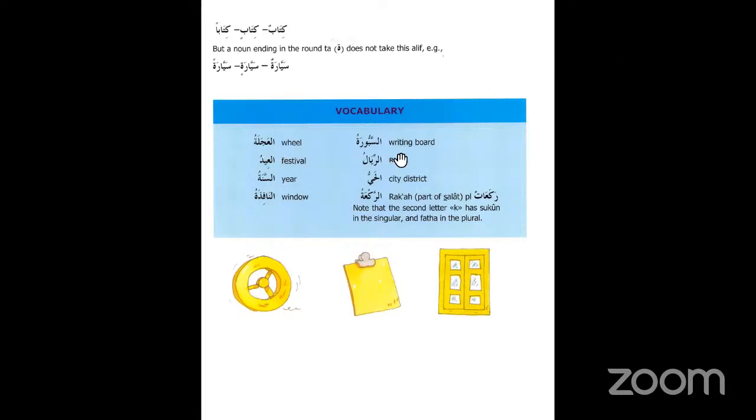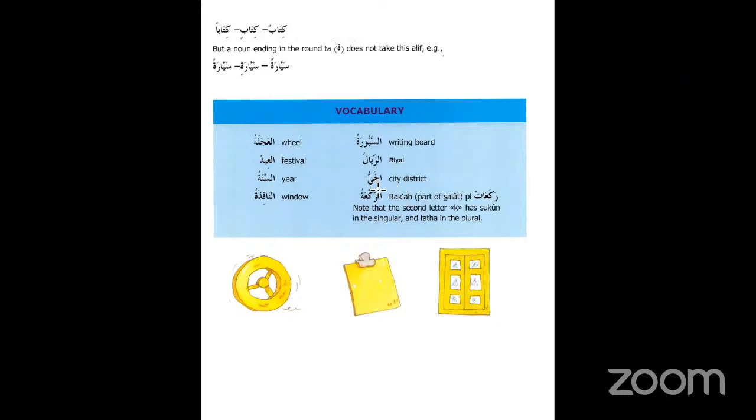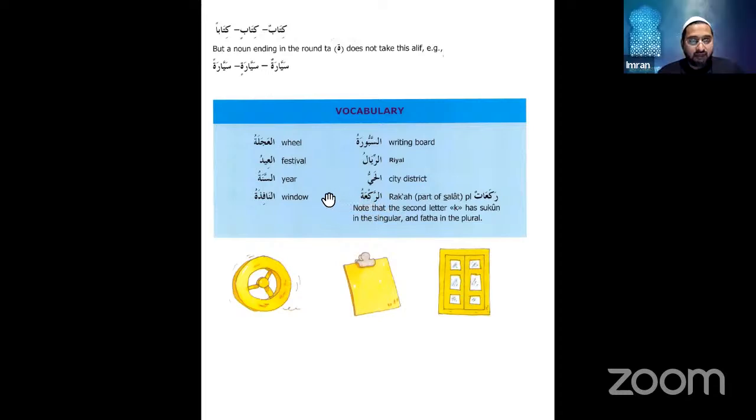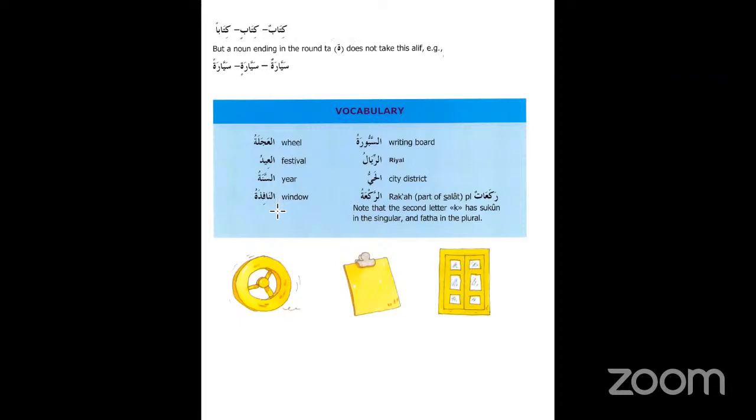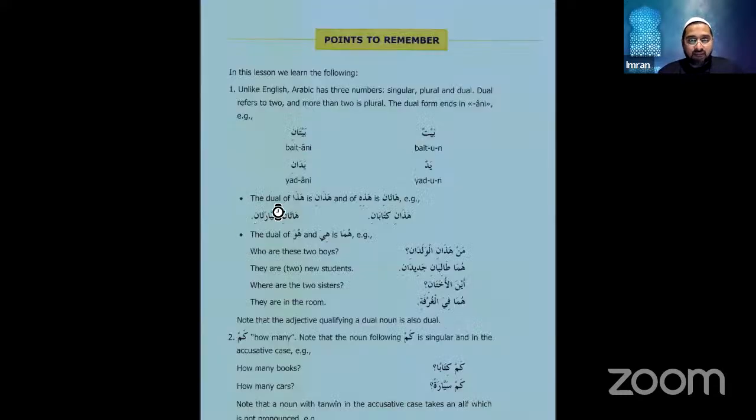As-subburatu, writing board. Al-riyalu, riyals. Al-hayyu, city district. Al-rak'atu, the rak'ahs part of salah. Correct. Al-ajalatu, wheel. Al-eidu, festival. As-sanatu, year. An-nafidatu, window. Excellent. Brilliant. Right.